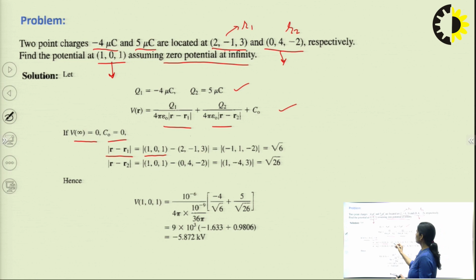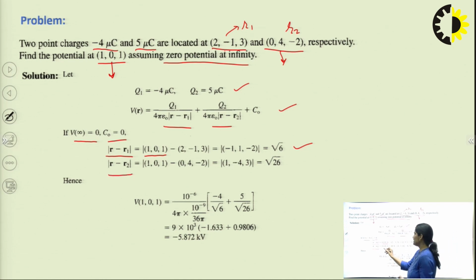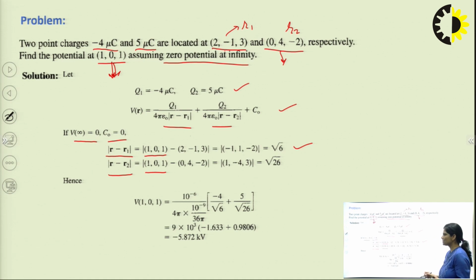So put in the coordinates of r1, 2, minus 1, 3, and the result is the square root of (1 minus 2) squared plus (0 minus 1) squared plus (1 minus 3) squared. So you will get square root of 6. Now for the second point charge, r minus r2: the r coordinates are 1, 0, 1, where we have to find the potential, and the q2 charge is located at 0, 4, minus 2.